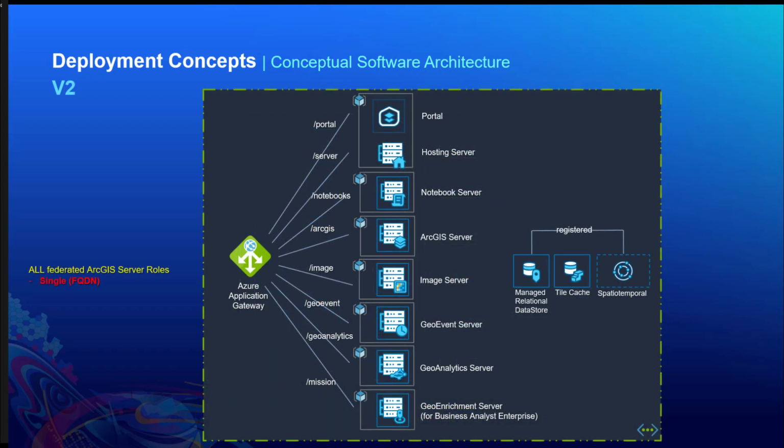In the version 2 deployment architecture, you get a single fully qualified domain name to access all your federated ArcGIS server roles. So the /portal would take you to the portal component, /server takes you to the hosting server, /image takes you to an image server, /geoEvent to the geoEvent server, and so forth. Now you understand the convenience of having a single endpoint and accessing all your sites just by using path suffixes.